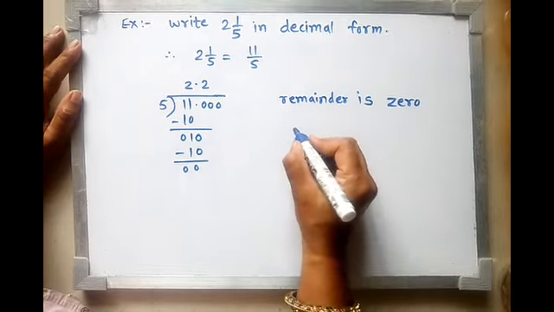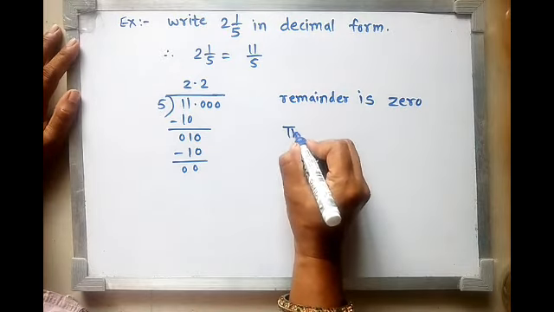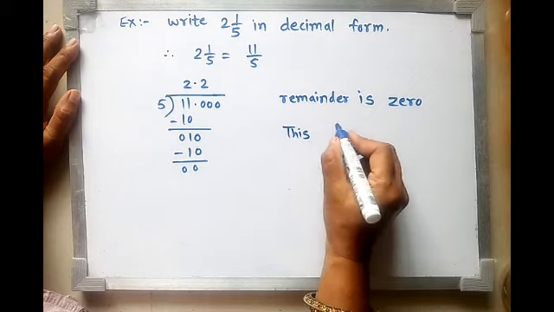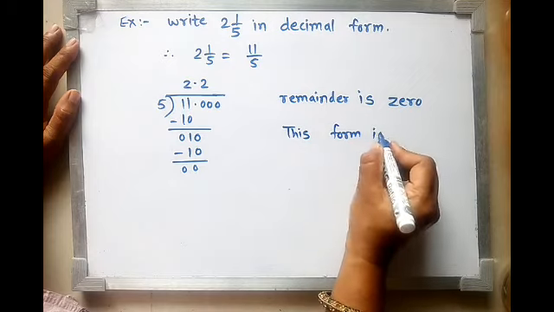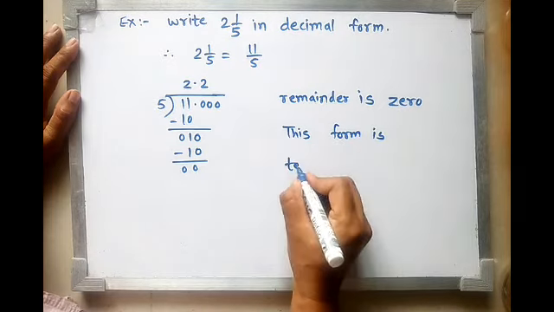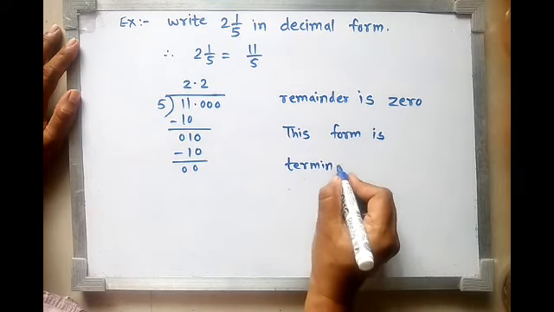When the remainder is 0, this type of decimal form of a rational number is called terminating decimal form.